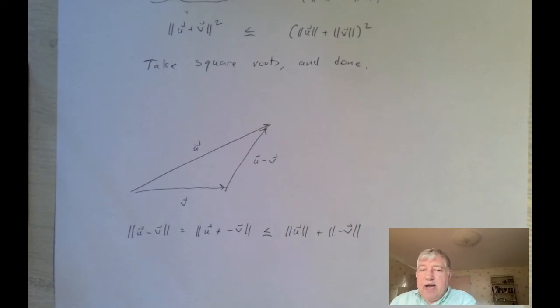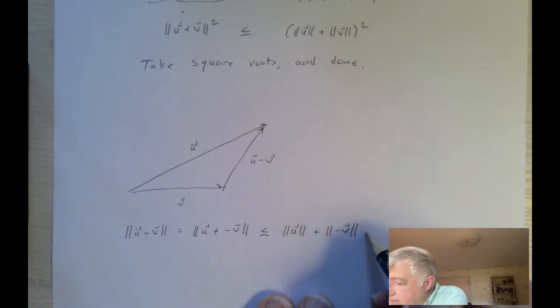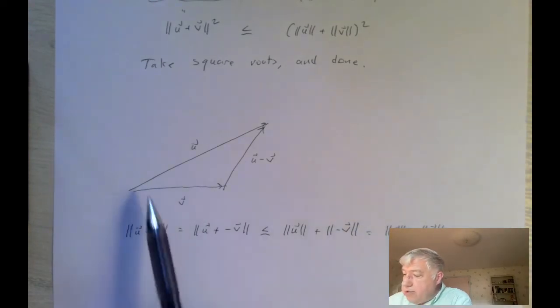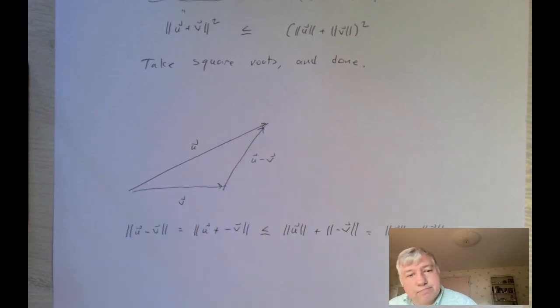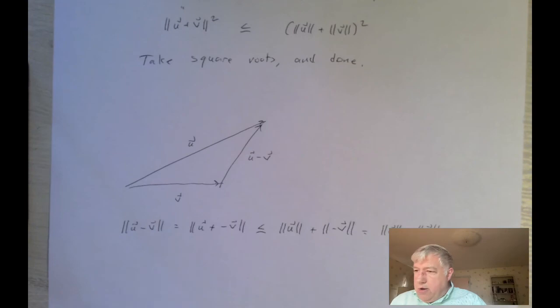But the length of minus v, you can easily check, is the same thing as the length of v, because you change the sign, you square, and the minus signs go away when you square stuff. So this is the length of u plus the length of v. So that's why this side plus this side is always bigger than this side. That's how the triangle inequality works.